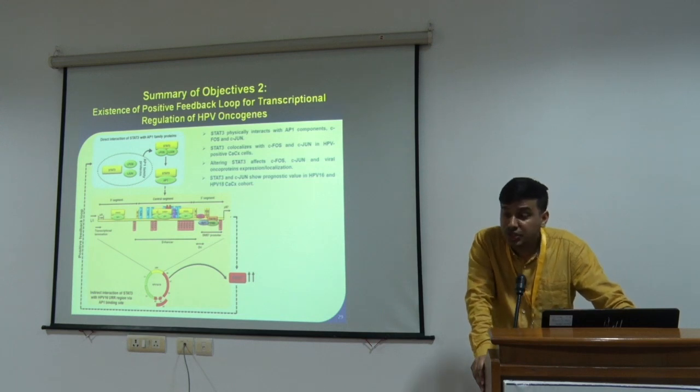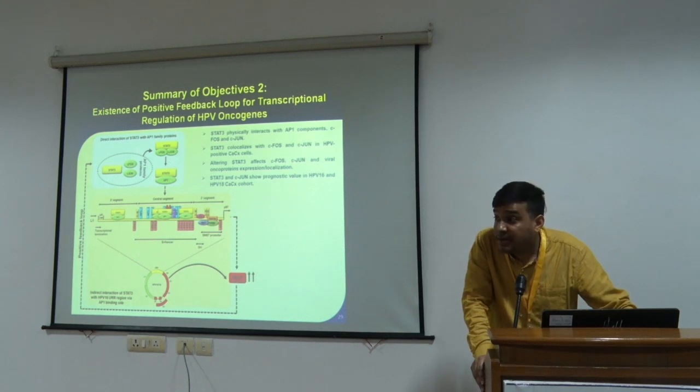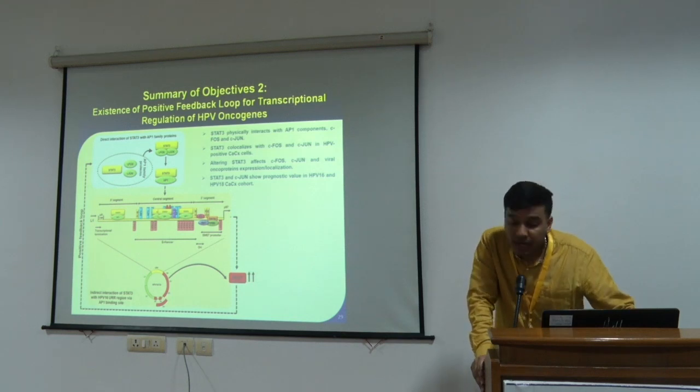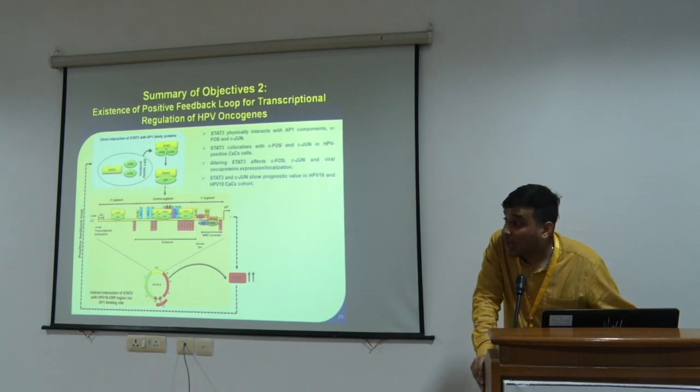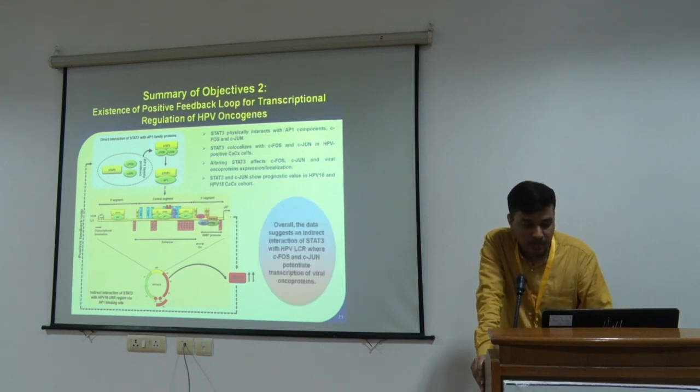From here, we concluded that there is a direct interaction of STAT3 with the AP1 family proteins, those are CFOS and CJUN, and they are forming a physical complex. This complex might be interacting with the viral genome in order to alter the expression of E6 and E7, and further this upregulation of E6 and E7 regulates the expression of these oncogenic transcription factors.